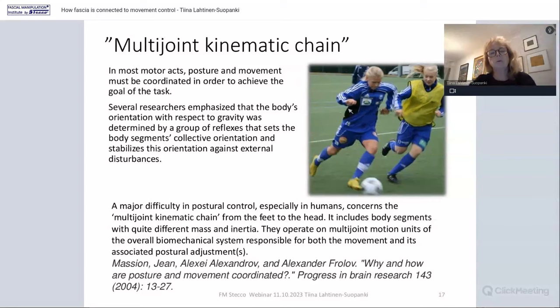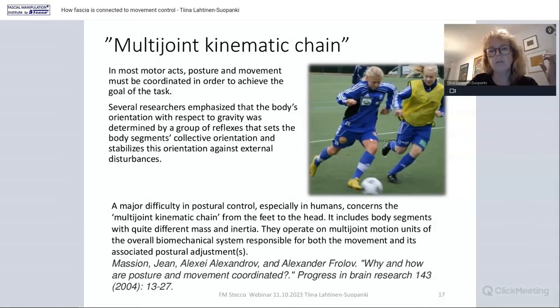And when we look at the fascia that makes all the body segments a chain, a multi-joint kinematic chain, the fascia is very well innervated. It is connected inside the muscle to the tissues that host the receptors, the muscle spindles and the free nerve endings. So they sense the situation all the time. So this is automatic.